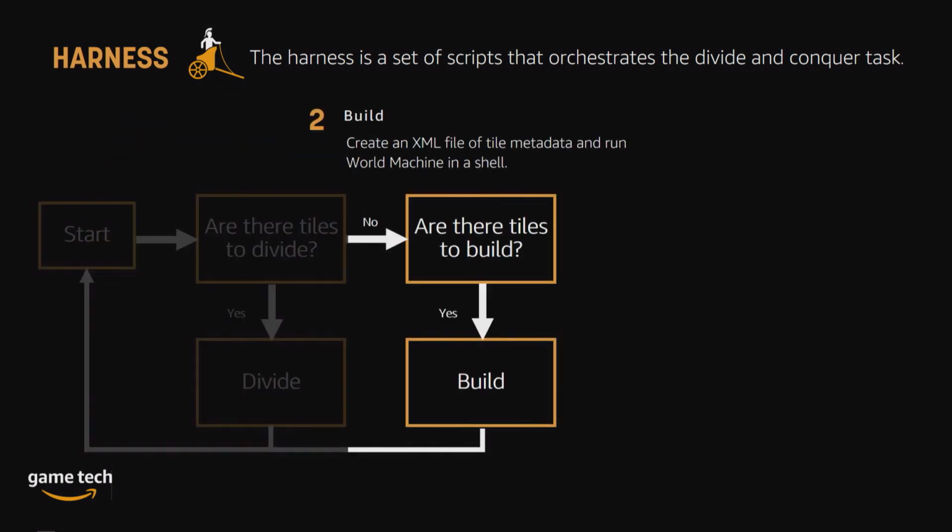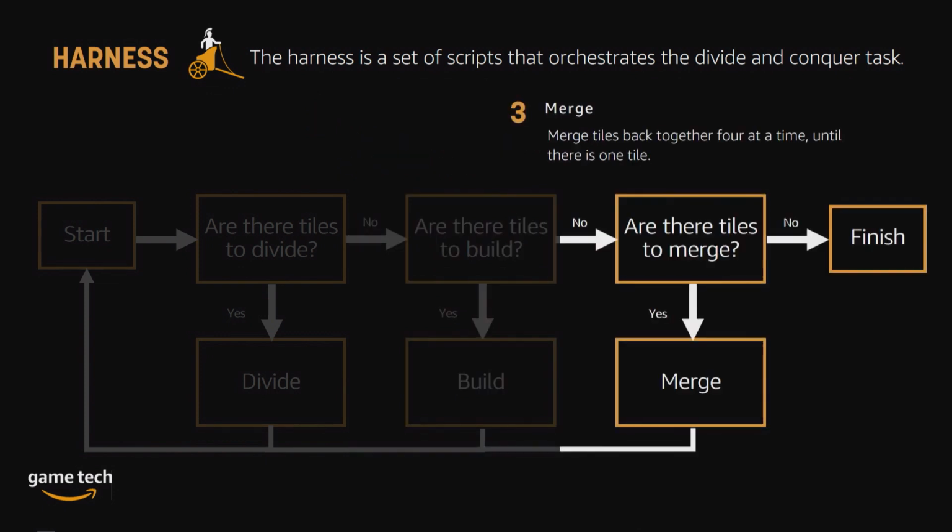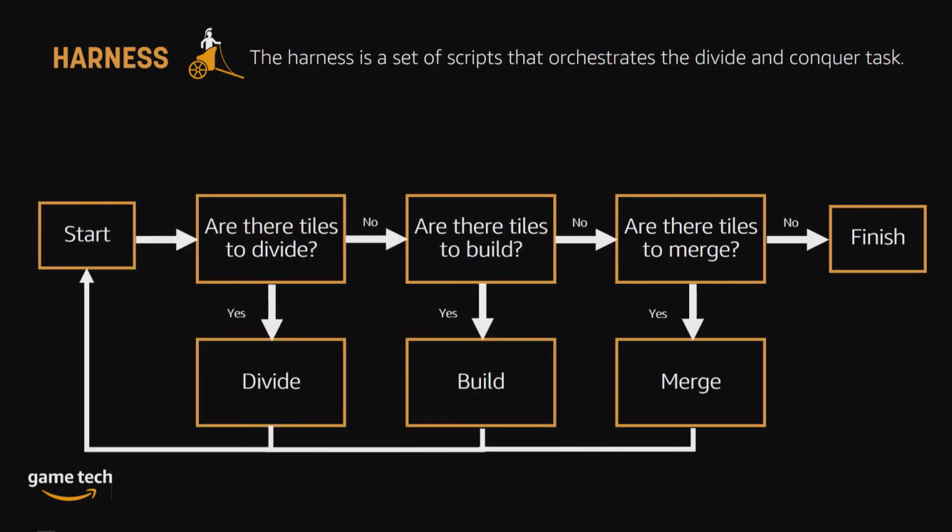Once it's done dividing, it'll start asking, are there tiles to build? If yes, then it'll start building them. To do this, we're generating an XML file to kind of run World Machine behind the scenes, and we're running World Machine in a shell on these instances. And then lastly, merging. Once it's done building, it'll start asking, are there tiles to merge? If yes, then it will start merging. So we have this decision tree loop thing happening, but we have it happening on dozens, if not hundreds, of EC2 instances.